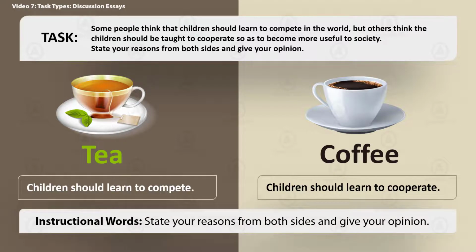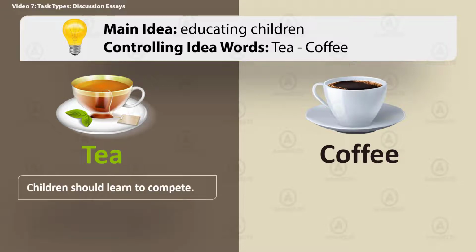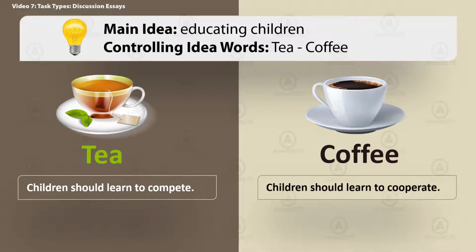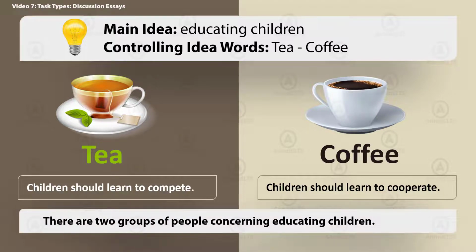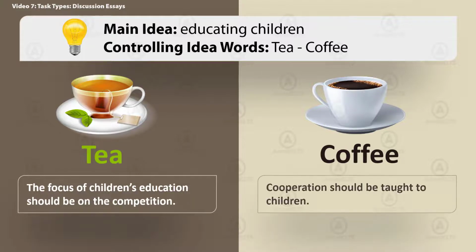And instructional words to say, state your reasons from both sides and give your opinion. In this example, there is one main idea which talks about educating children. Two opinions have been shared. The first one, tea, argues that children should learn to compete, while the second one, coffee, argues that children should learn to cooperate. It means that there are two groups of people concerning educating children. One group believes that the focus of children's education should be on competition. In contrast, others believe that cooperation should be taught to children.